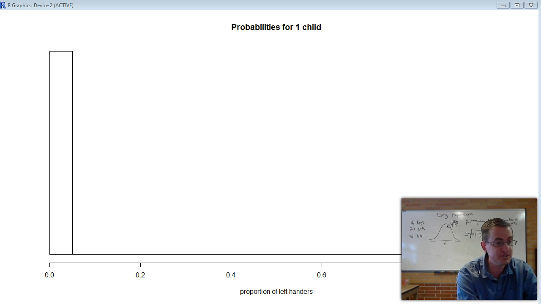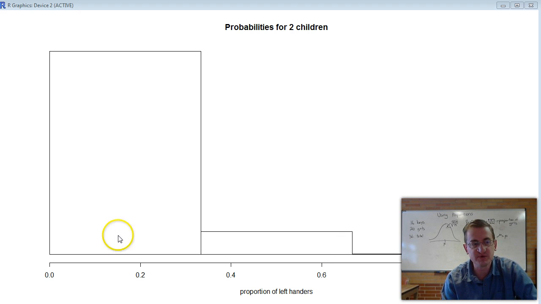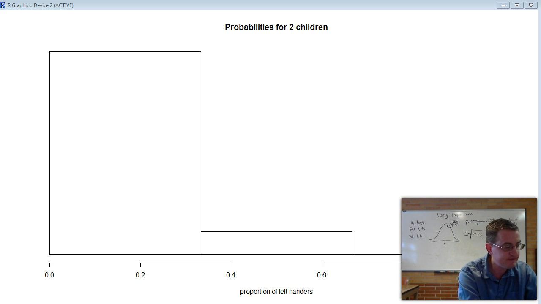Let's talk about 2 children. And 2 children looks like this. So here's the probability of no left-handers, 1 left-hander, and 2 left-handers. Does this look normal? No way. And it's graphing by blowing those bars out and making them big. But watch what happens if I go to 4 children.